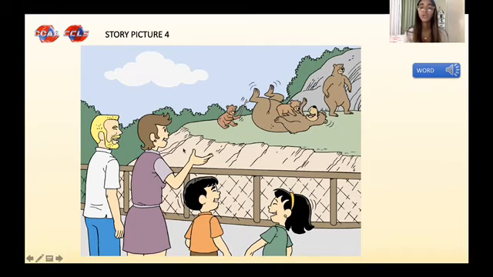How do we say urso in English? Let's listen. Bear. Oh, so this animal here, they are bears. And they all have fun. They are happy because the bears, they are so funny.